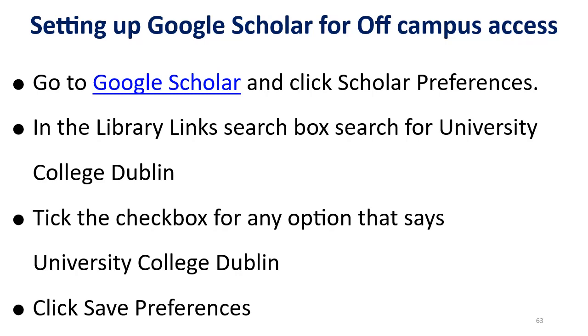Then when you run your search, you will be able to see a link beside any article that is in UCD. So you can just click on that to view it. You'll see a one search at UCD link. You'll also see loads of free versions. So you'll see PDF and HTML links for articles, and those are free versions of articles.